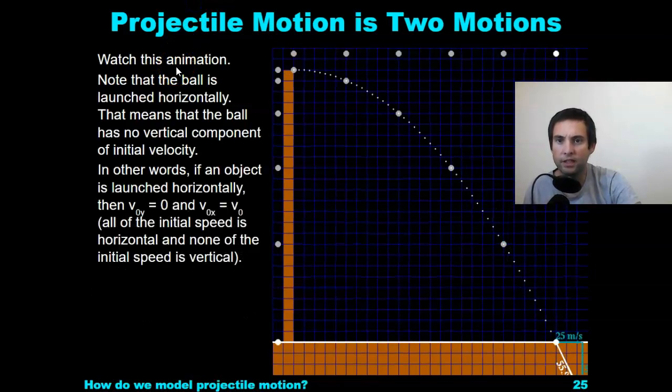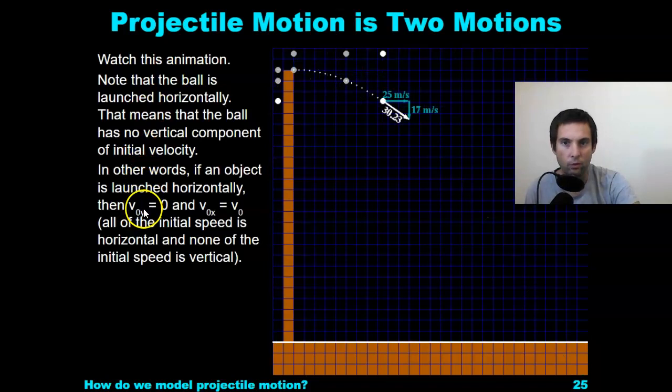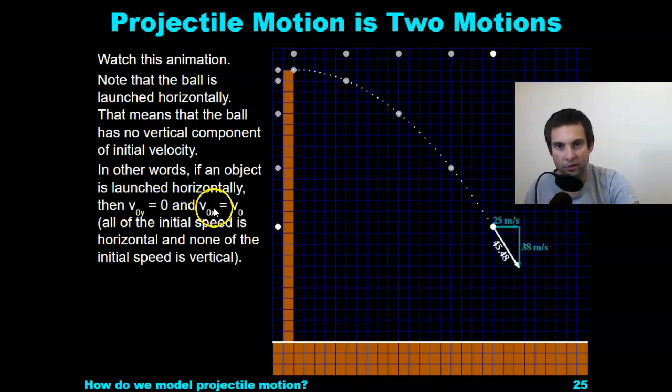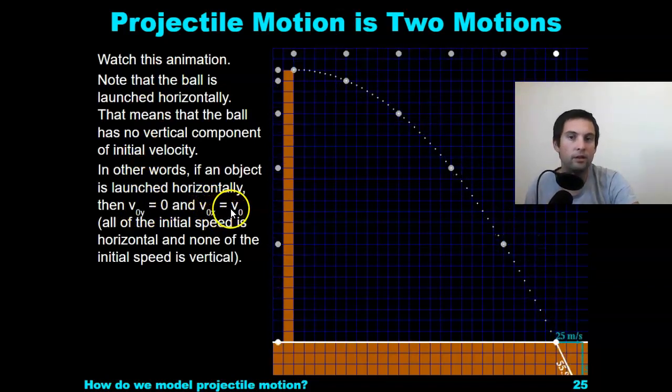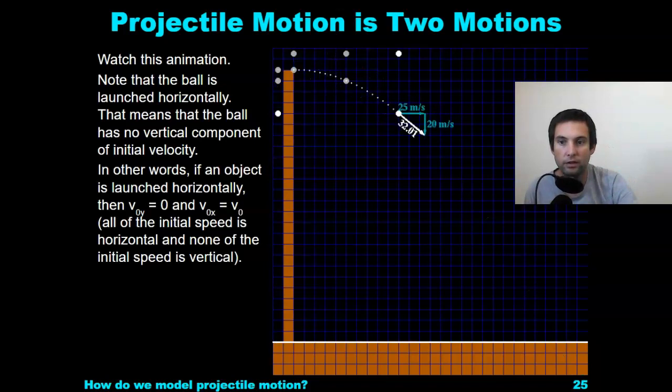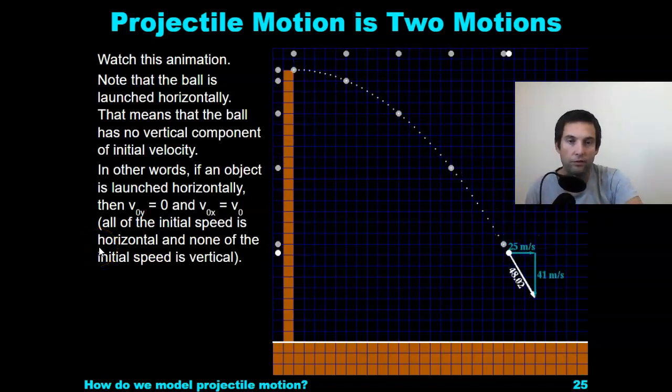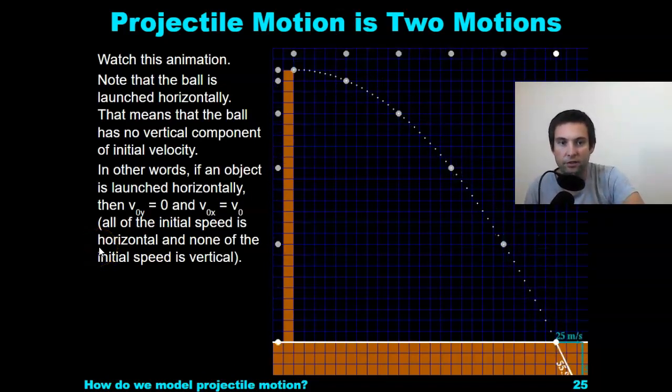In other words, if an object is launched horizontally, then the initial velocity in the y equals 0, and the initial velocity in the x will equal the total initial velocity. It's not being split apart. It's not being broken down into smaller pieces. All of the initial velocity is just happening in the x direction.